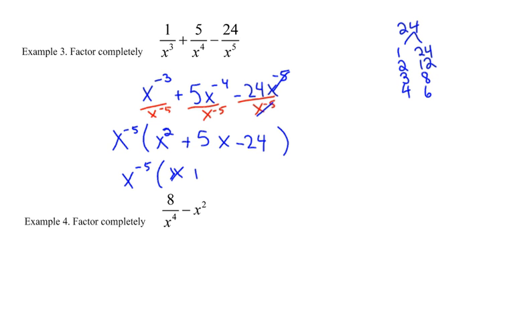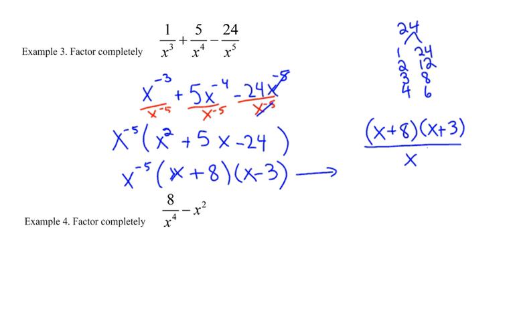Okay, so x plus 8, x minus 3. Answering in the original form, how do we answer the original form? Yeah, or we can just actually write this as x plus 8 times x minus 3, all divided by x to the 5.